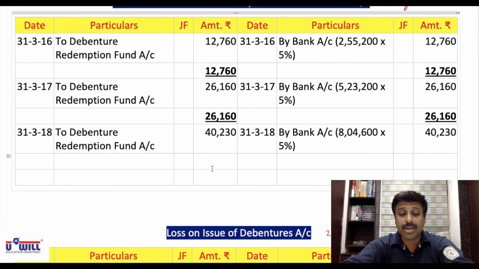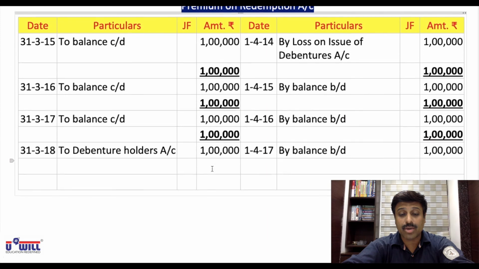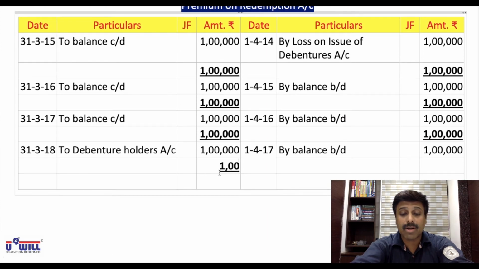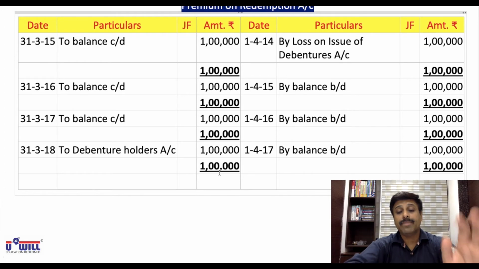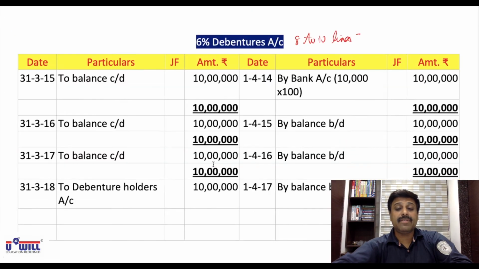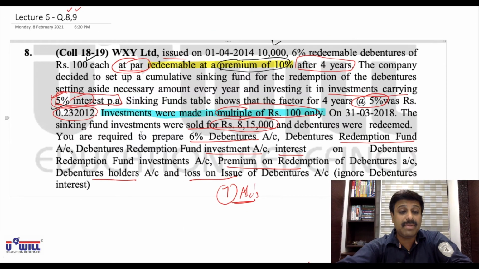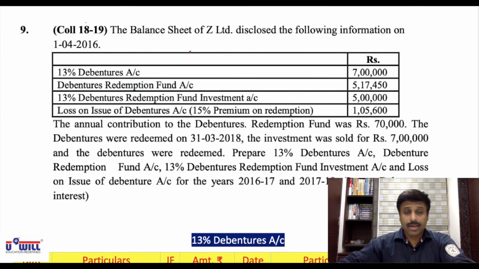Investment account is already closed. Interest account, squared up account, 40,230. Loss on issue of debenture is already closed. Premium account, squared up account, 1 lakh. Okay, so I hope everyone is clear with the question of redemption at premium with this. Question number 8 is done. Now look at question number 9.